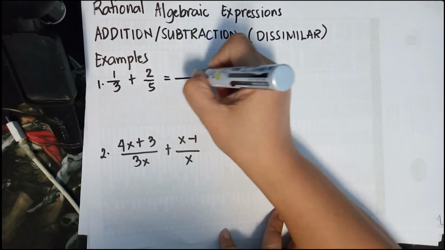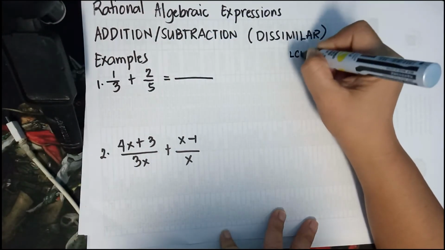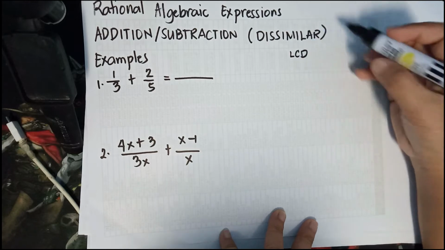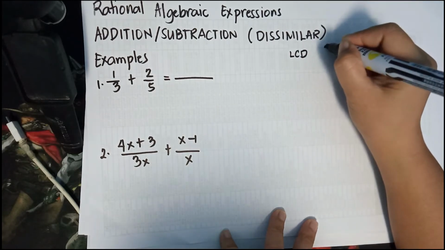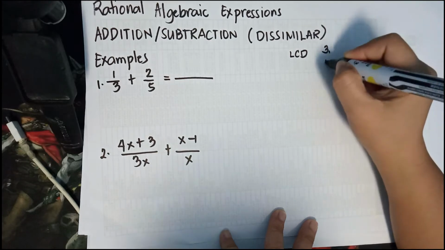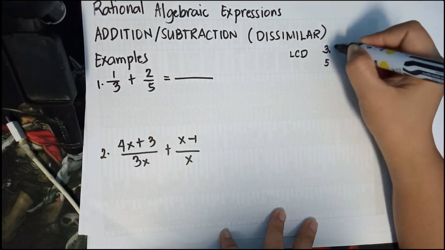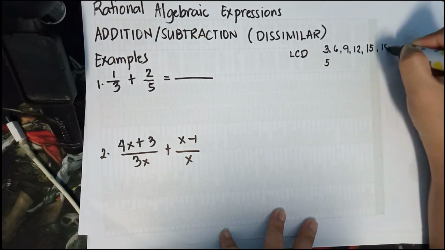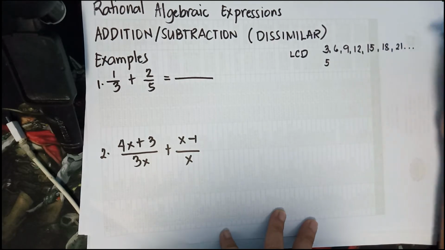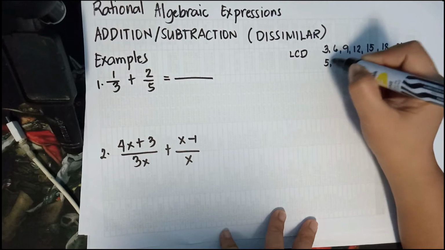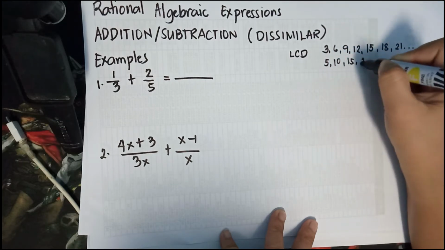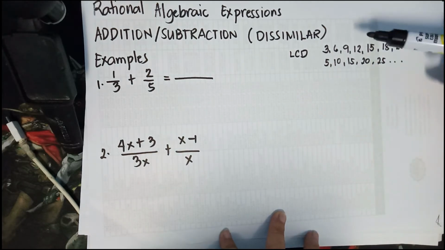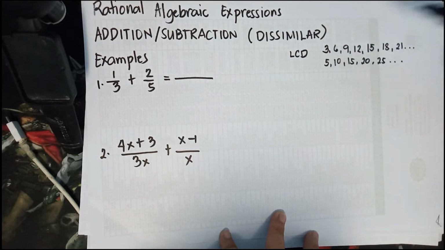Since we have different denominators, we will get the LCD. When we are talking about LCD, that means least common denominator. All we need to do is write the multiples of 3 and 5. Multiples of 3 are 3, 6, 9, 12, 15, 18, 21, and so on. For 5, we have 5, 10, 15, 20, 25, and so on. And try to find out what is the common multiple between 3 and 5.